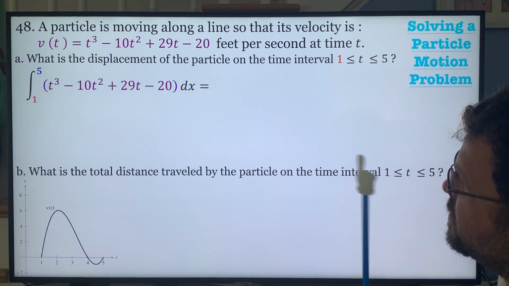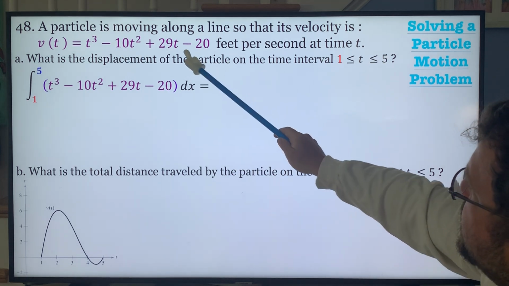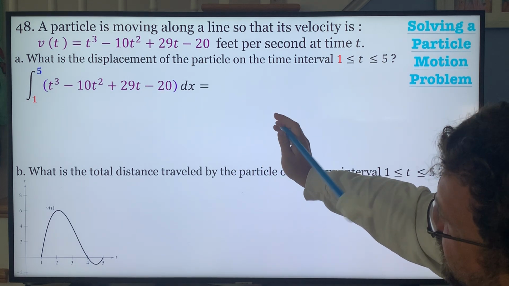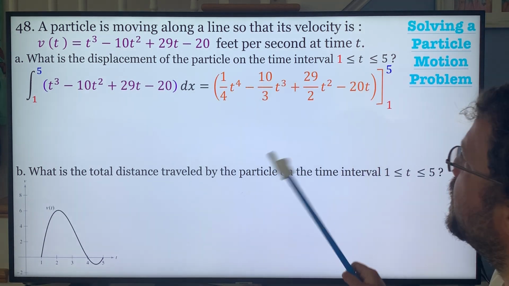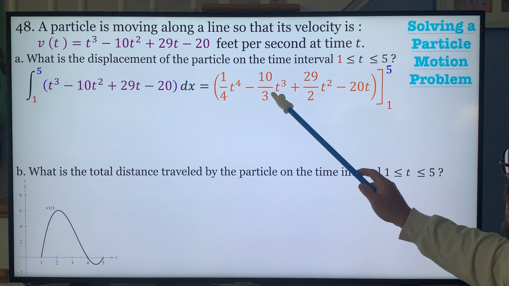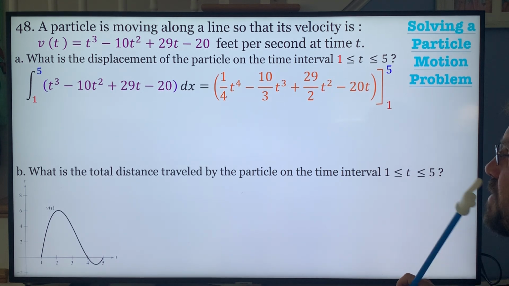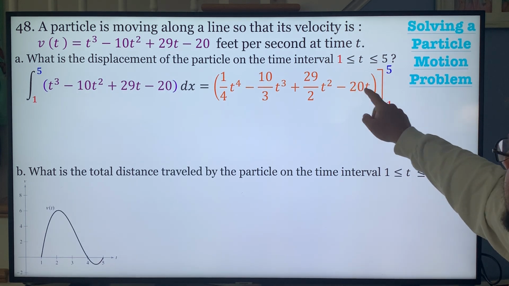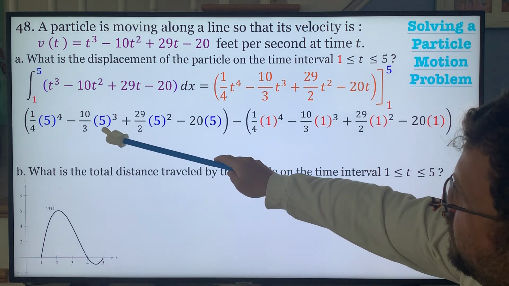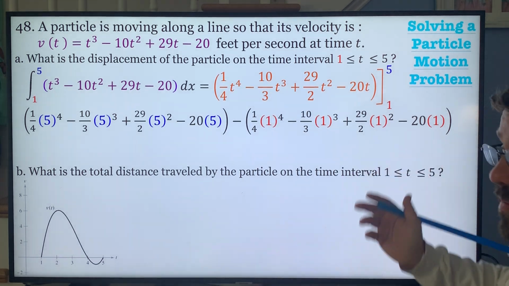So, first thing you do, you have your integral from 1 to 5 of t cubed minus 10t squared plus 29t minus 20. When you do that, you integrate it: t to the 4th over 4, minus 10 t to the 3rd over 3, plus 29 t squared over 2, minus 20t. What do you do after you integrate it? Plug in your b, plug in your a. You plug all your 5's in, you plug all your 1's in. Now you just solve mathematically.